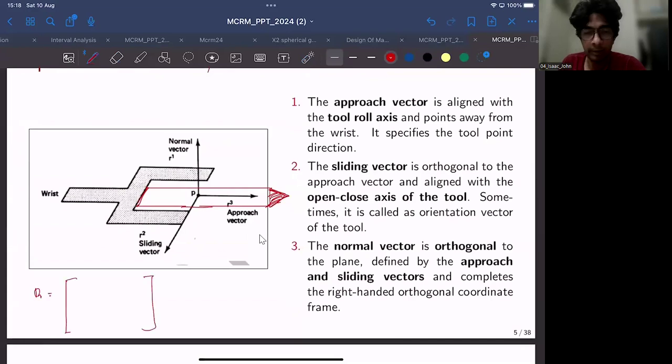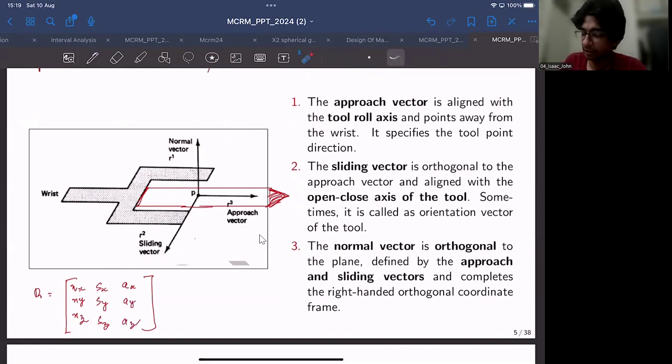It's an orthonormal matrix. So the first column would consist of the normal vector, nx, ny, nz. This would be the first column of the rotation matrix. And the second column would be the sliding vector, sx, sy, sz. And the third column would be the approach vector, which would be ax, ay, az.